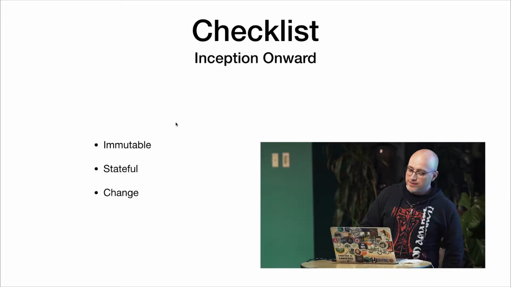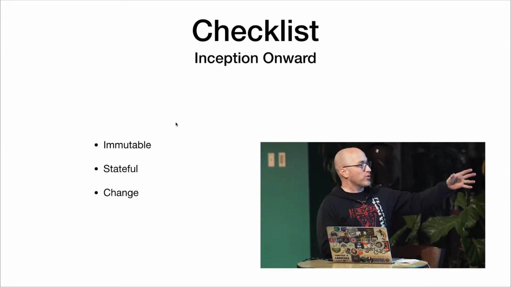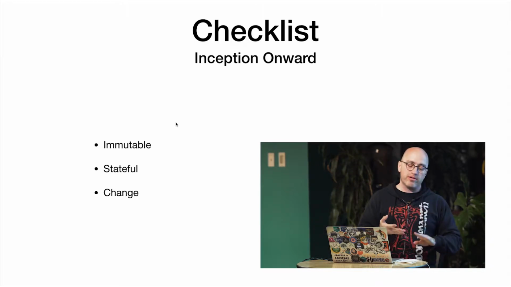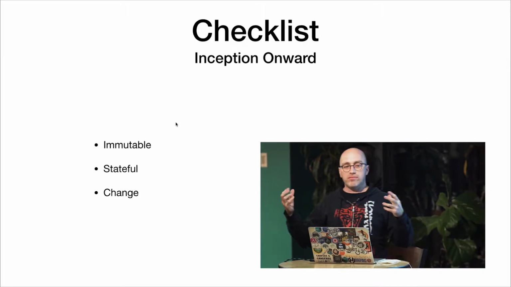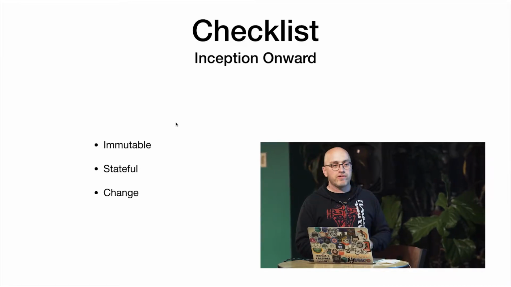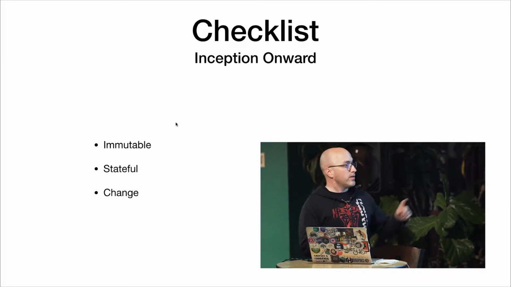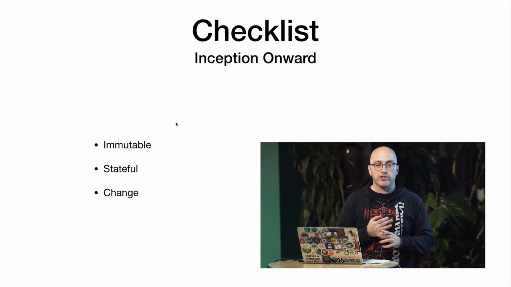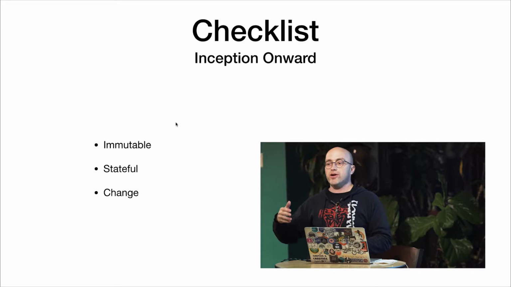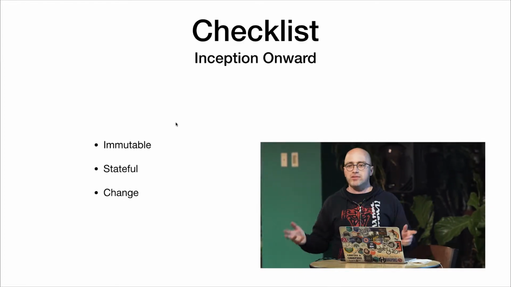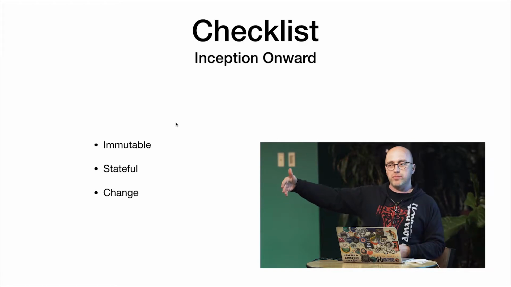So the Inception onward checklist is whatever I'm using, whether it's Terraform, Ansible, Chef or Puppet, one of those tools. These are my checklist for that tool. Can it deploy immutable infrastructure? Is it going to encourage people to build things and then mutate them a bunch, i.e. run 8,000 bash scripts post facto of deployment?